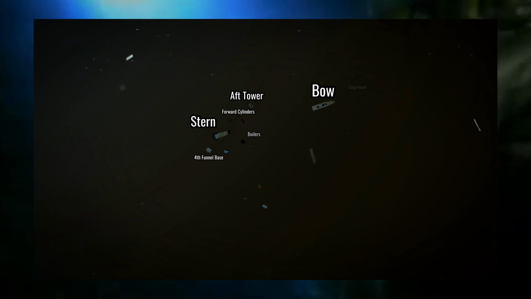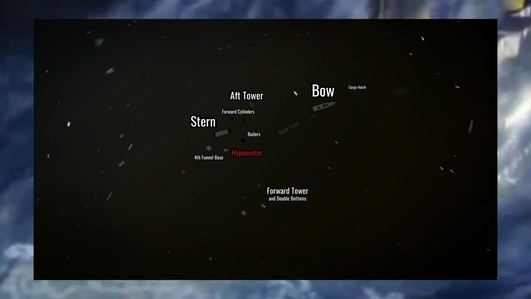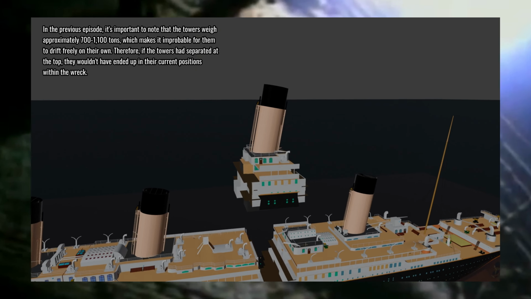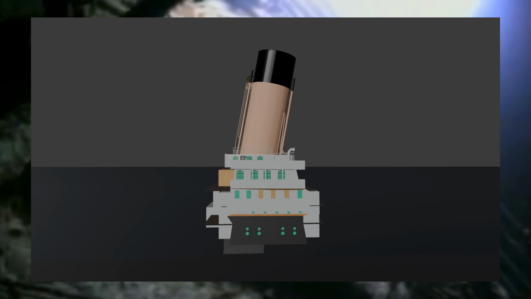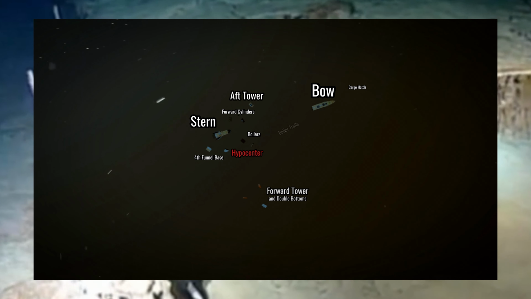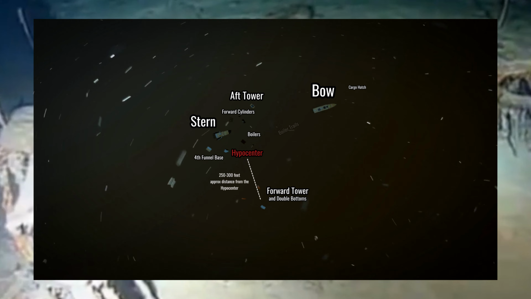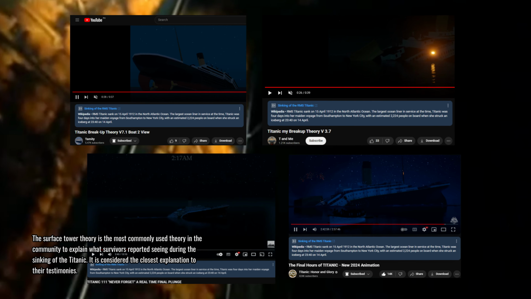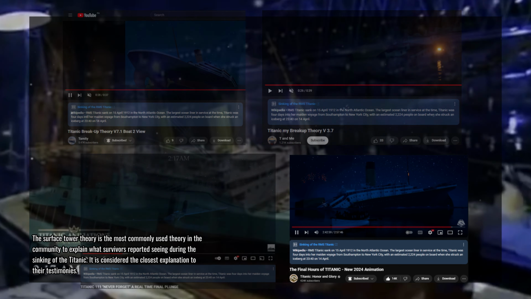But it fails to adequately address the location of the wreck debris. As discussed in the previous episode, the surface tower theory fails to explain the position of the forward tower. Structurally, the tower weighing between 700 to 1,100 tons could not have drifted or moved independently 250 to 300 feet away from the hypocenter. The discrepancy raises questions about the theory's accuracy in explaining the wreck's current state. However, the surface tower theory is the closest in helping us understand the survivors' accounts of multiple breaks and different perspectives of the ship's breakup.